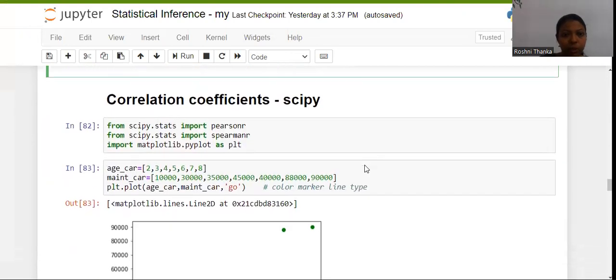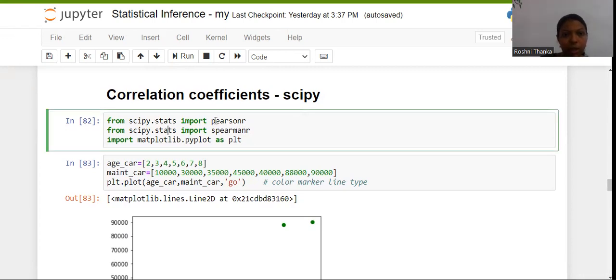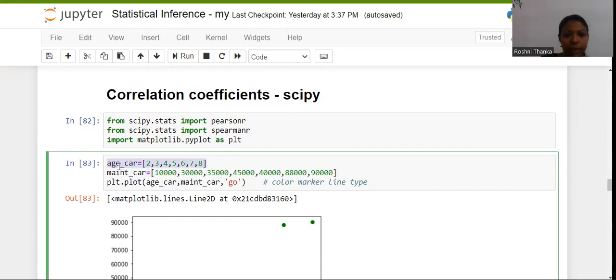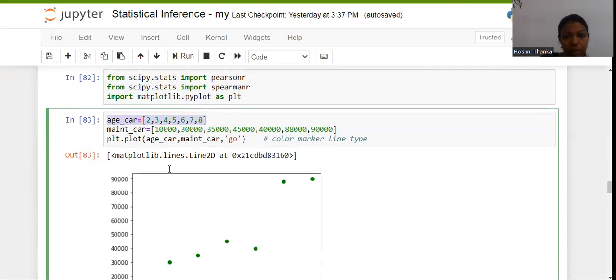So here, first we are going to find the correlation using SciPy. For that we have imported the statistics module, and we are going to use the Spearman and the Pearson correlation. For example, I have first taken the x value as the age of the car, and the second value is the maintenance of the car. As the age increases, the maintenance will increase, as I said. So first I'm just going to plot the age and the maintenance.